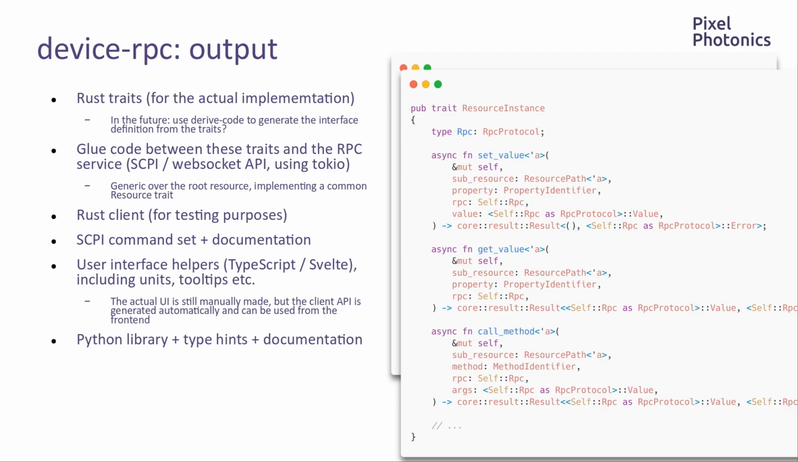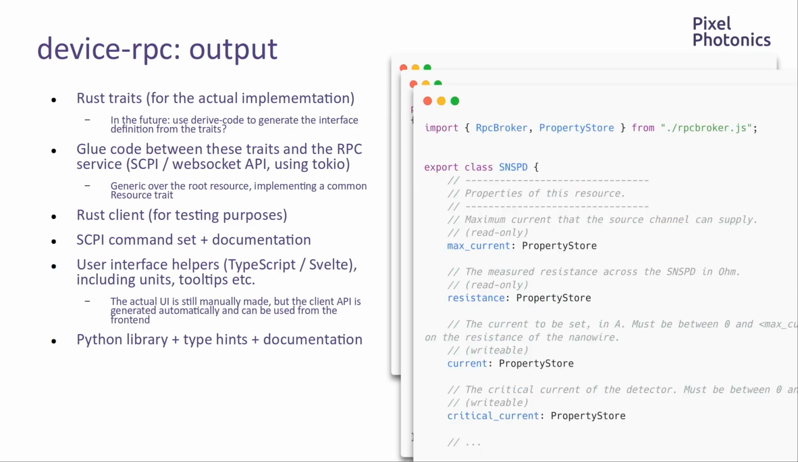We also generate the glue code from the service library endpoints to these traits. So calling into these traits is all generated automatically. Also some Rust client code, mostly for testing purposes. But we also generate the SCPI command set and the documentation that we want to put in the manual from the specification. And furthermore, also the code, as I mentioned in the beginning, used for the user interface.